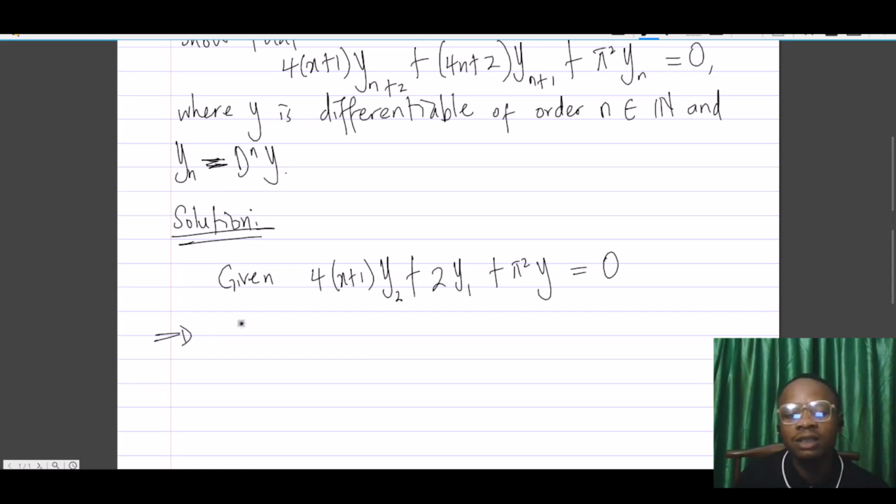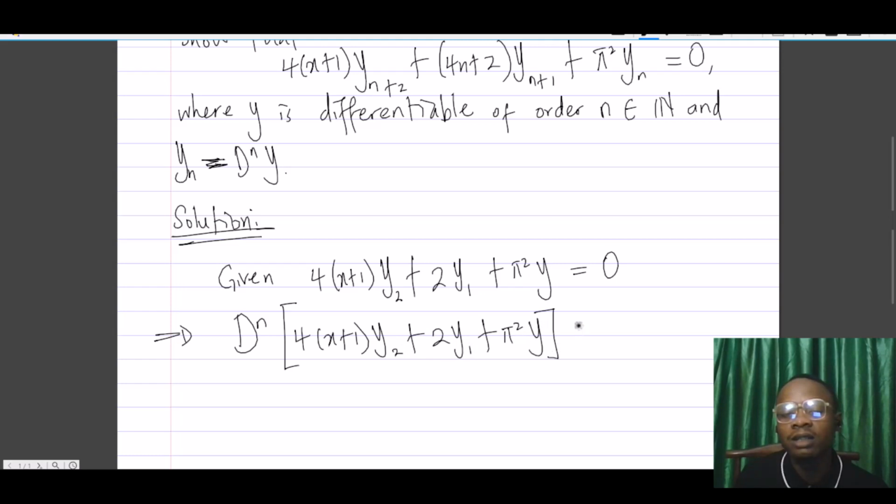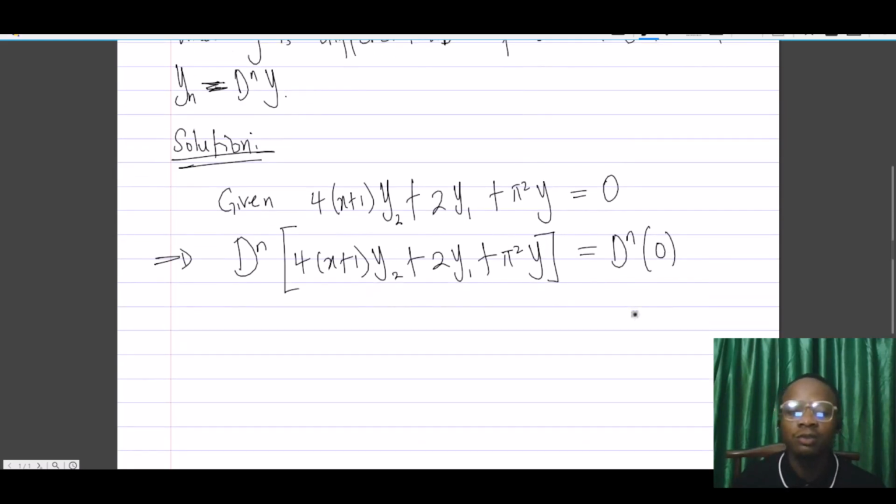So we can now take the nth derivative of both sides. That means we take d^n/dx^n of both sides. That will be d^n/dx^n of [4(x+1) y_2 + 2y_1 + π²y]. Then this will be equal to the nth derivative of 0. Of course, we know that will be 0, just to be thorough, we just put that right there.